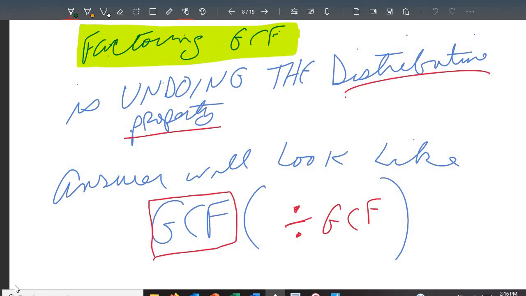Now, when we're factoring out the GCF, we're turning it into a distributive property problem. Our answers are going to look like this at the very end.